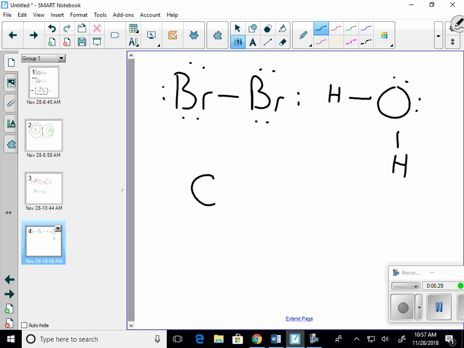CH4. Carbon has 4 valence electrons, 4 hydrogens. It works pretty well. This CH4, by the way, is what comes out of our natural gas jets when we light our Bunsen burners. It is natural gas, so a lot of your furnaces probably run off of it as well.